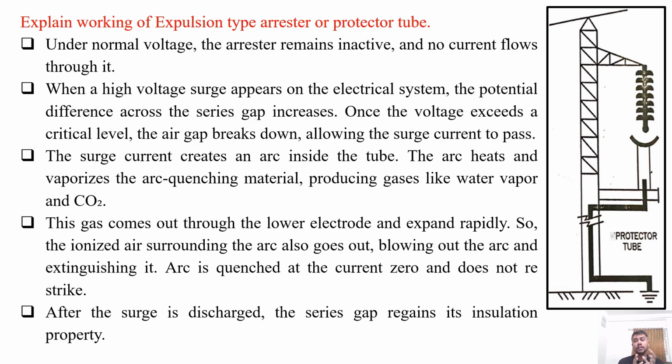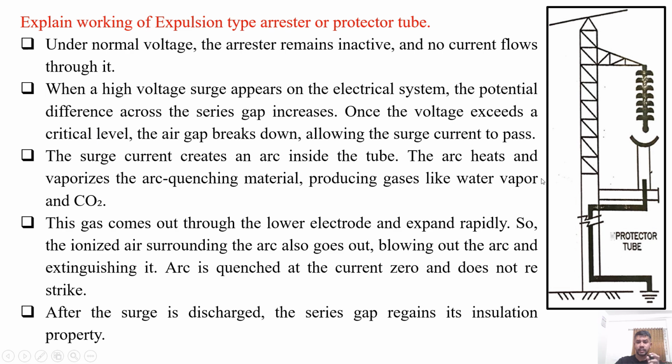Under normal voltage conditions, the arrestor remains inactive, meaning it is not in conducting mode, so no current flows through it. But when a high voltage surge appears on the electrical system, the potential difference across the series gap increases. Once the voltage exceeds a critical level, the air gap between these two breaks down, allowing the surge current to pass. So surge current will pass through this gap.